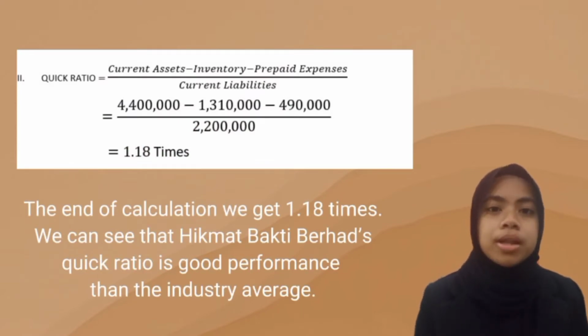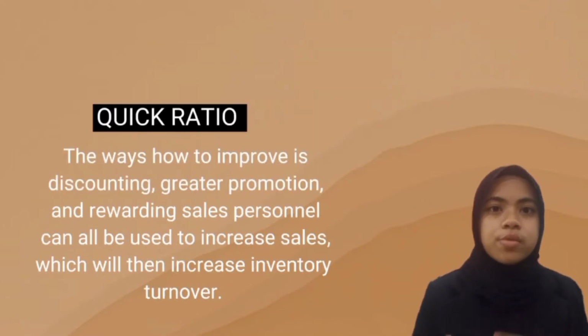We can see that Hikmat Bati Berhad's quick ratio is better than the industry average. The way to improve is that discounting, rated promotion, and rewarding sales personnel can all be used to increase sales, which will then increase inventory turnover.